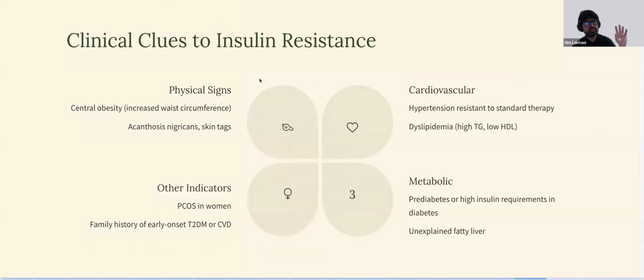So one is, of course, your metabolic syndrome criteria: increased waist circumference, acanthosis nigricans, and skin tags, presence of cardiovascular things, hypertension, dyslipidemia. In women, you could have PCOS. In men, you could have hypogonadism, and of course, other metabolic manifestations and fatty liver. All of these things point towards the patient having clinical insulin resistance.